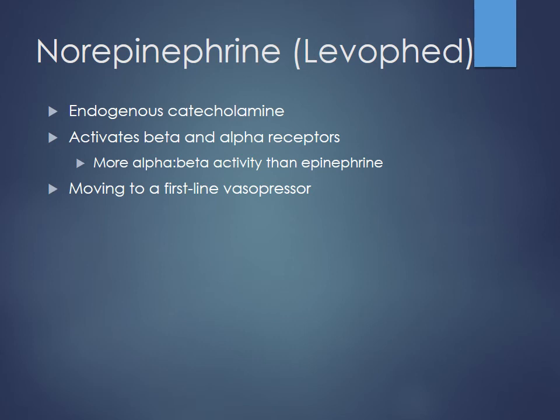Epinephrine is a little bit more balanced equally between alpha and beta. This one is primarily more affecting the alpha receptors, so very good for hypotensive patients. We use this one almost exclusively for our patients who overdose on beta blockers or calcium channel blockers. This is always our go-to drug.